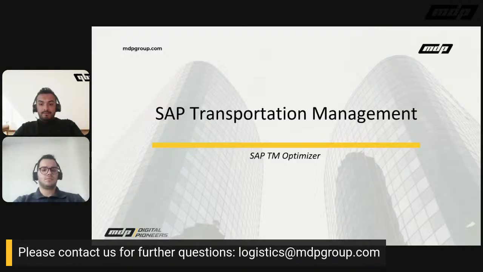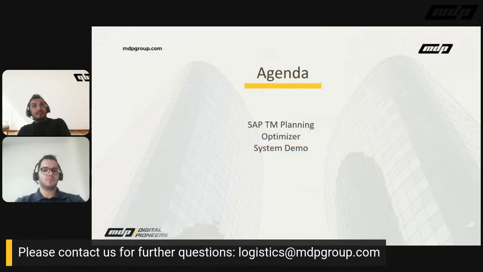If I just share the presentation with you right now. So we will be covering the TM Optimizer, which is actually a really complex yet efficient tool while you're handling your transportation execution in your business process. Before we start, let me talk about our agenda. Here we are going to start with SAP TM planning and the functionalities that TM provides. And then we will cover optimizers, solutions, and we will be covering everything in the system.